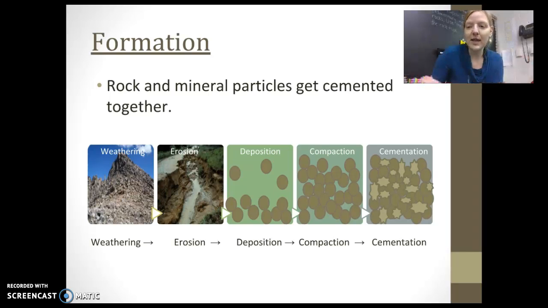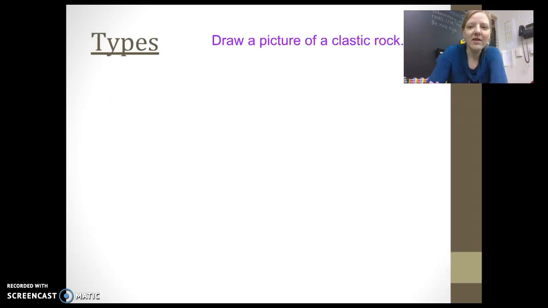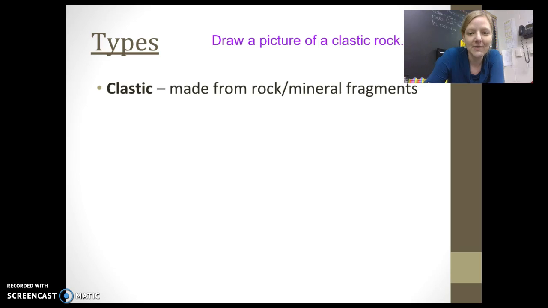And then when all of those steps happen, we end up with a rock, and we would call it sedimentary because it's made from sediments that have gotten cemented together. We have a couple different types of sedimentary rocks, and yes, you're going to write this down as well. The two main types are, well, the first type is clastic, rhymes with the word plastic, but it's different. So clastic means that it is in fact made from rock and mineral fragments. When you look at a clastic rock, you can see the little pieces of rocks and minerals within them.